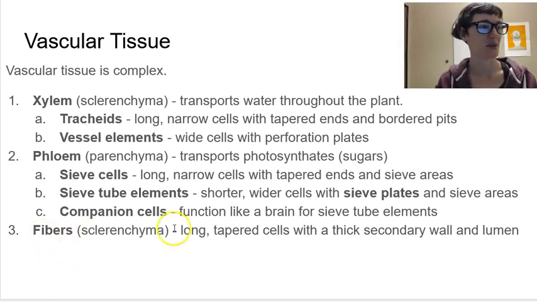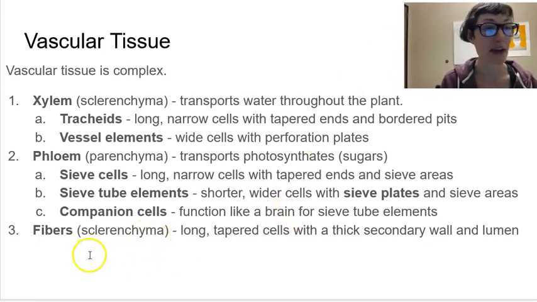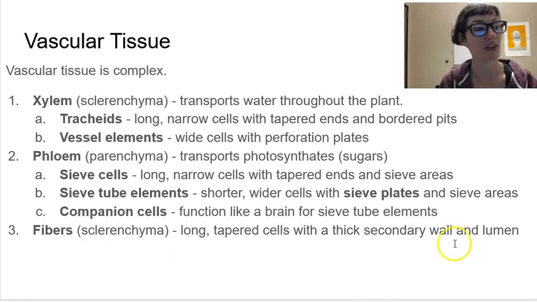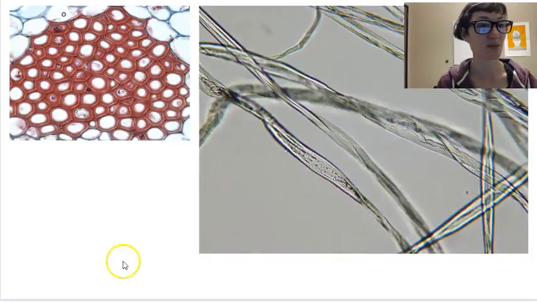So that's our last component here. And I don't know if they're still technically sclerenchyma. I think they might be made by the ground tissue. But actually, I don't know. So fibers are these long tapered cells with a thick secondary wall and lumen. You can find these in the vascular tissue. You can also find them just within the cortex. They provide structural support. And this is what they look like.